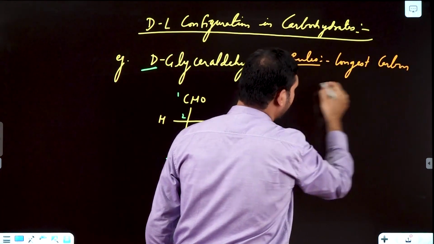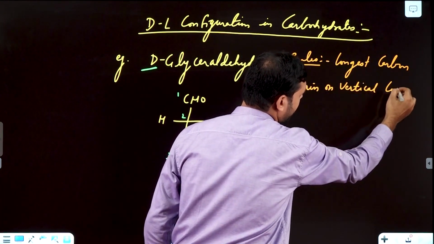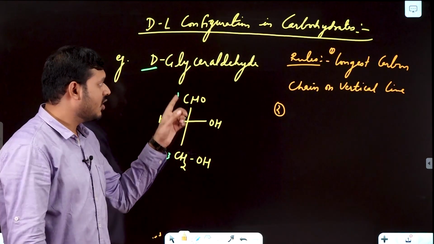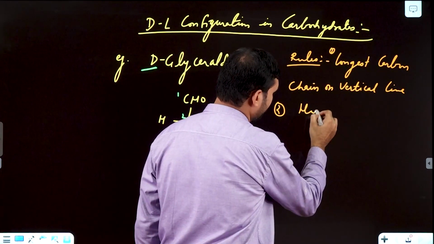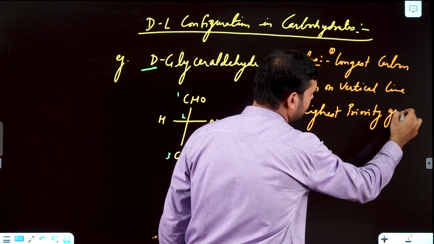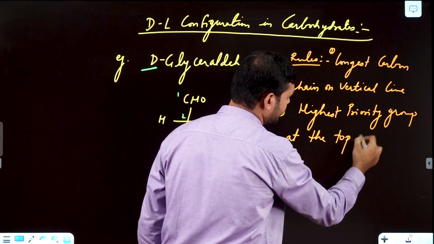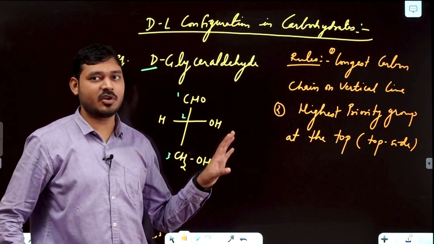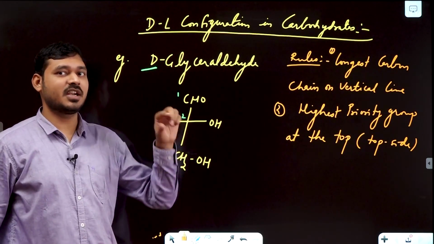Longest carbon chain on vertical line. First observe the compound. You have to make the longest carbon chain in a vertical line. Second, highest priority group at the top side. Okay, highest priority group means, as we know that a compound can have 2 or more functional groups, so the highest priority group must be at the top of the vertical line.